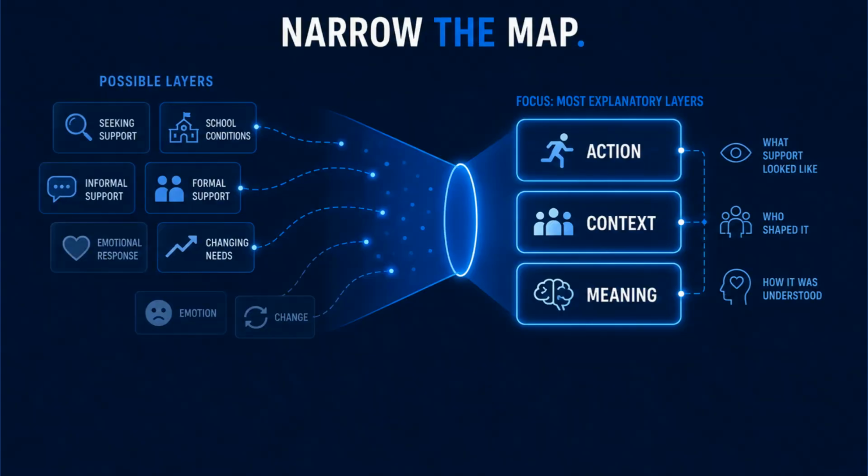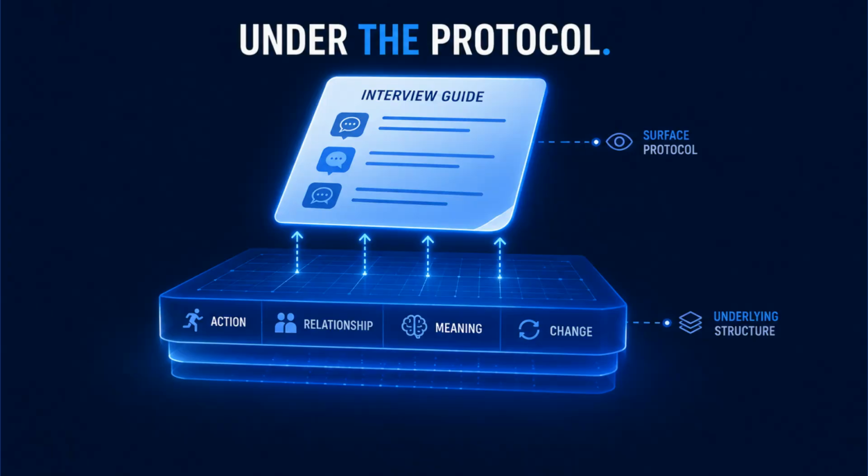To narrow this map, ask which layers most directly illuminate the tension. If the tension is formal support versus lived support, you might prioritize action, context and relationship, and meaning. Those layers show what support looked like, who shaped it, and how the teacher understood it. That map is not the interview protocol. It is the structure underneath the protocol.